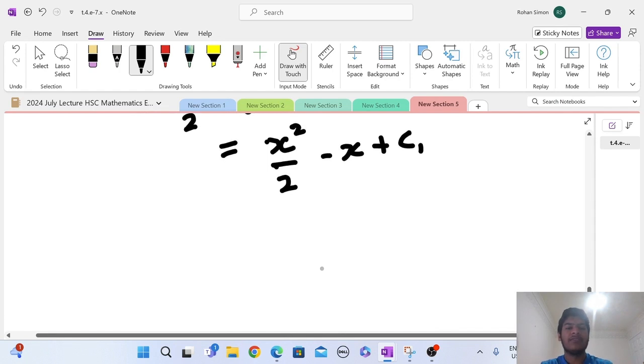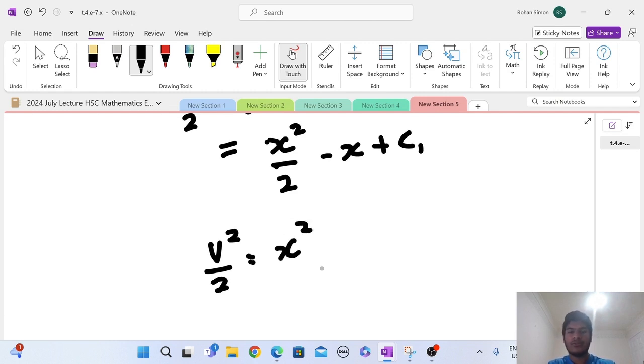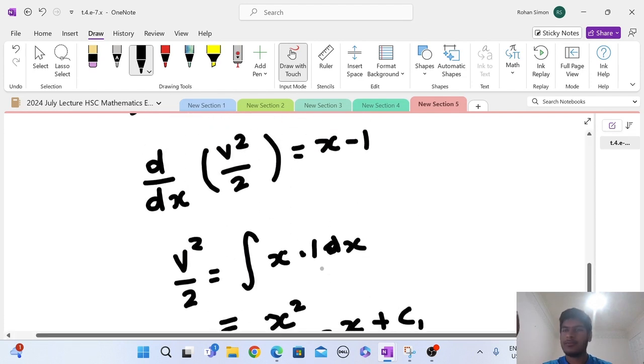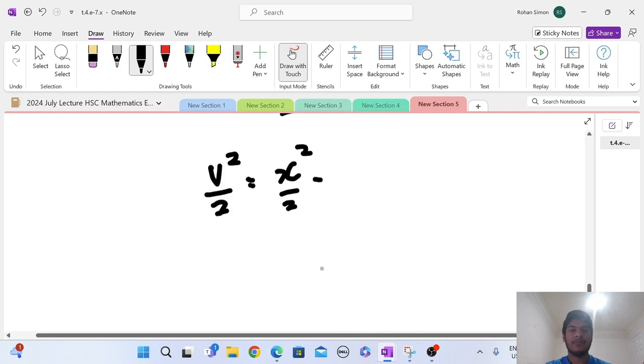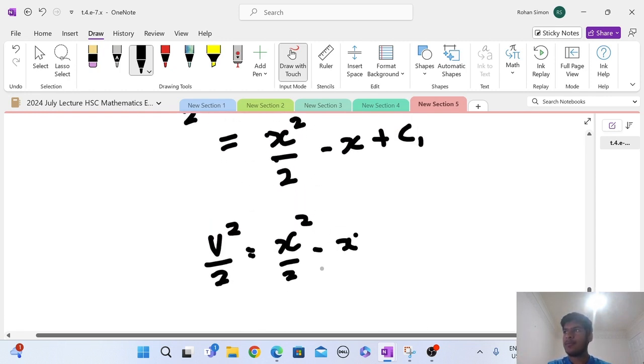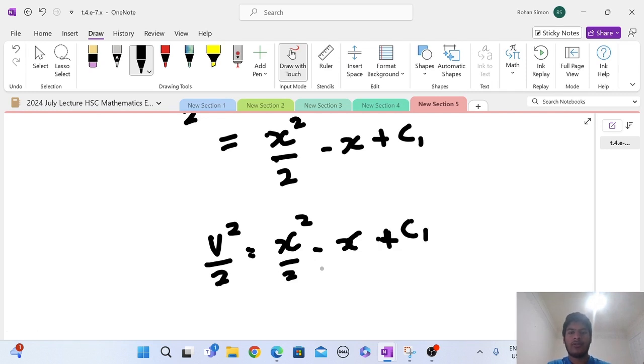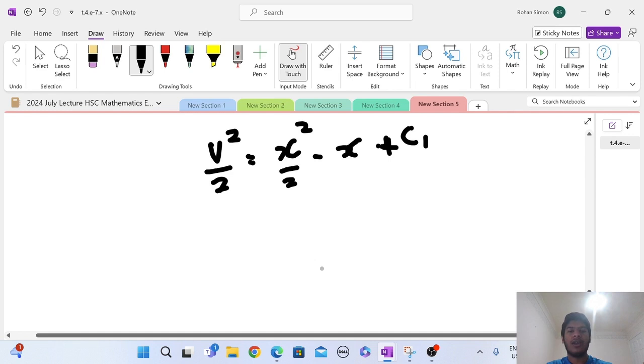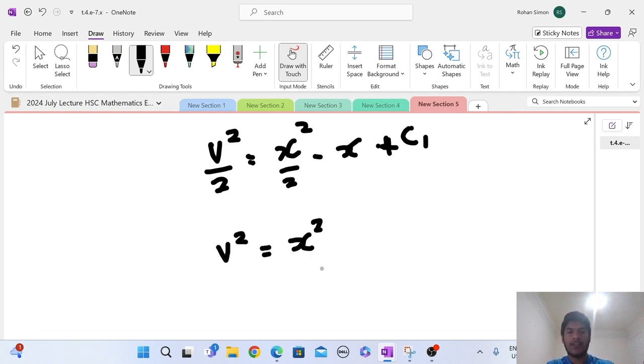So we end up with the expression v squared on 2 equals x squared on 2 minus 2x, sorry, minus x, sorry, plus c1. Okay, and we can go through and multiply through by 2, and we end up with v squared equals x squared minus 2x plus, I'm going to leave it as c1.